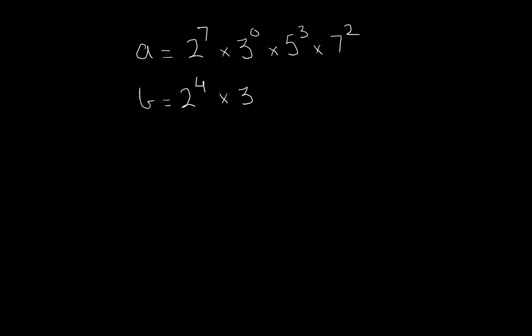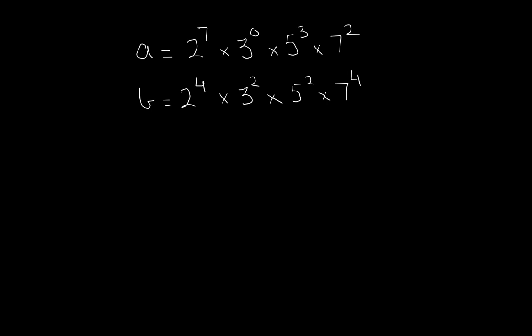Why is this true in general? So let's pick out two numbers, A and B. A could be some random number. I'm just putting out some random number: 2 raised to the power 7 into 3 raised to the power 0 into 5 raised to the power 3 into 7 raised to the power 2. And B is another number, which is 2 raised to the power 4 times 3 raised to the power 2 times 5 raised to the power 2 times 7 raised to the power 4. So there are two random numbers, and I want to find out the HCF and the LCM.